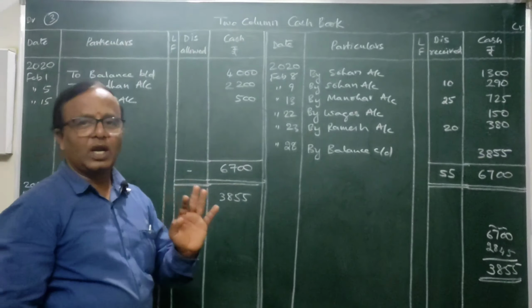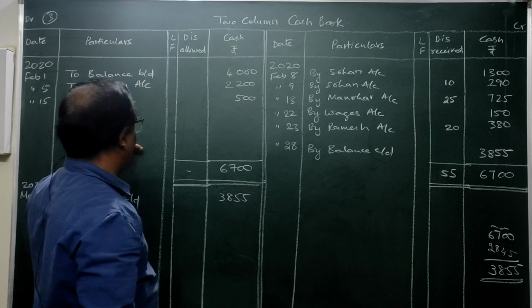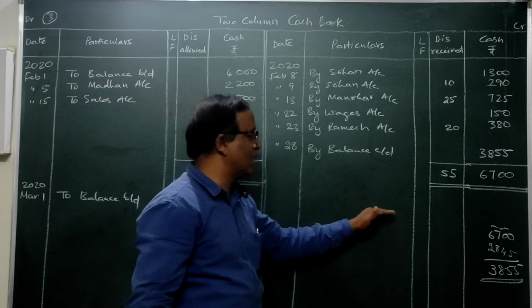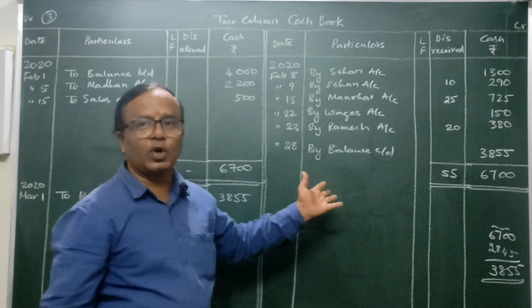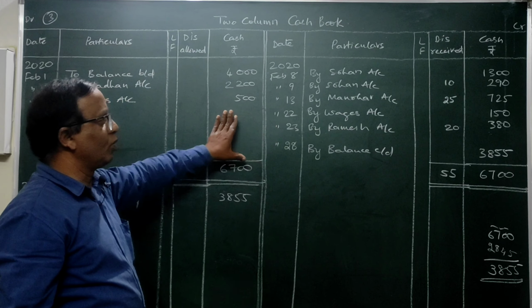See, there is no hard and fast rule to that. Every time we should not get by balance carried down and to balance brought down only. Sometimes the difference may come here, the credit side being more. At that time you write to balance carried down, which will become by balance brought down here. Depending upon the problem, you are going to write it here. Okay, I hope you people have understood this particular one.